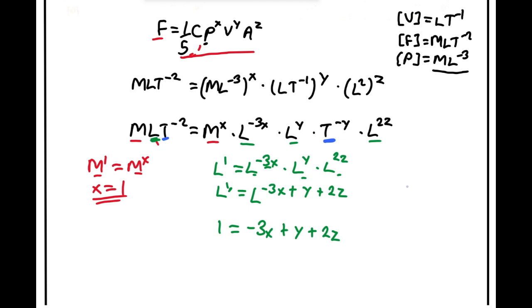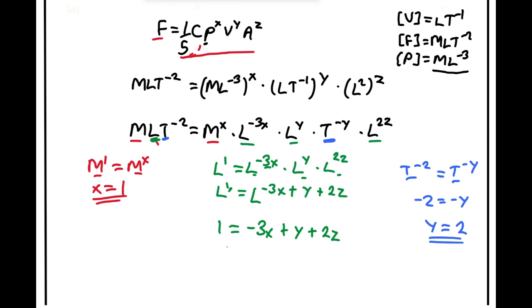We go to t. So we have t to the power -2 is equal to, how many t's do we have on the right side? We only have one, which is t to the power -y. If the bases are the same, the powers have to be the same. Therefore, -2 is equal to -y. Therefore, y is equal to 2. We found our second variable.